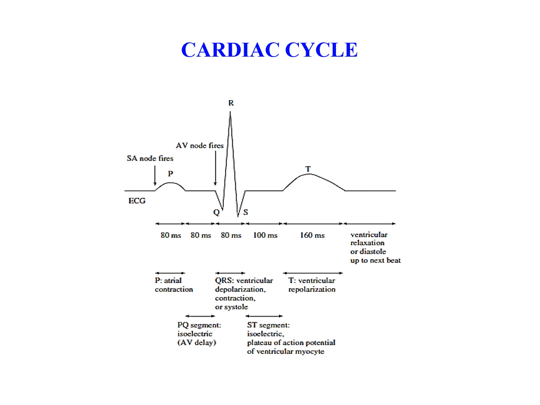This is the ST segment. The ST segment is isoelectric and corresponds to the plateau of the action potential of the ventricular myocyte. The T interval means ventricular repolarization and ventricular relaxation, or diastole, up to the next beat. This is called the cardiac cycle. The next beat is automatically generated in the ECG waveform, and the SA node and AV node are noted.